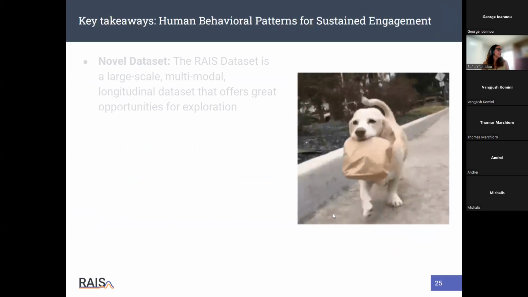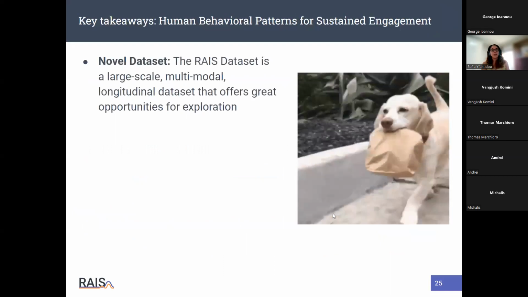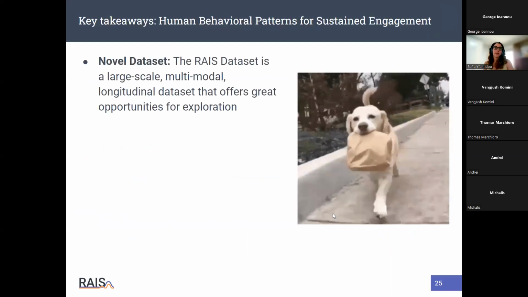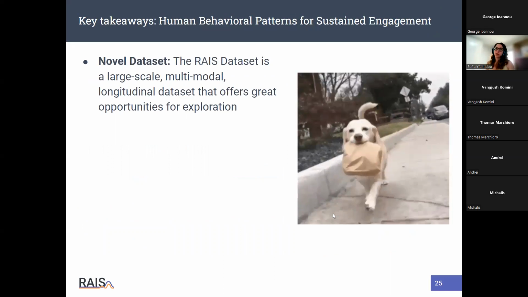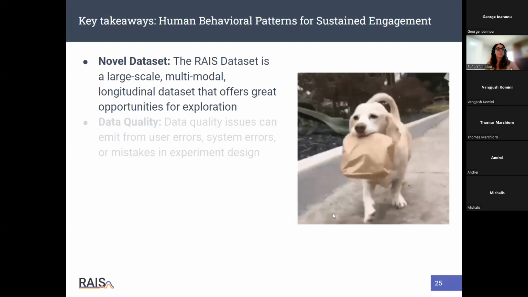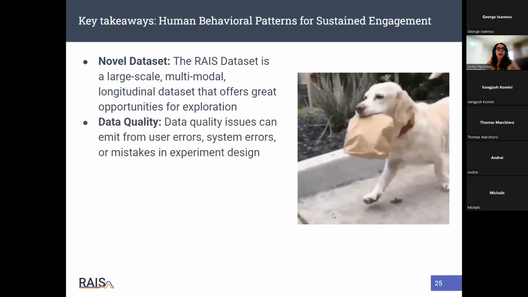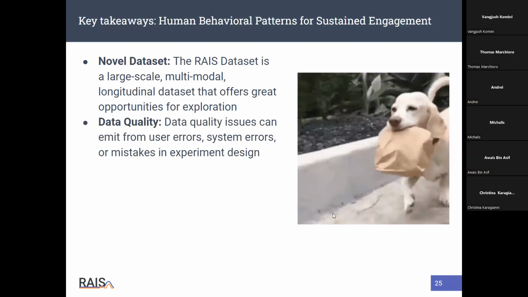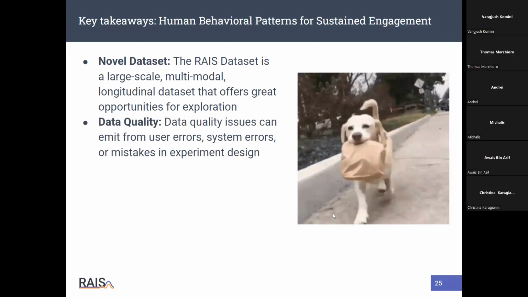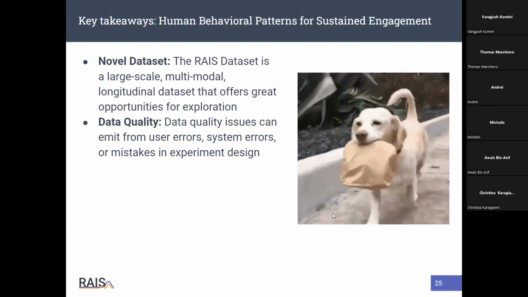Key takeaways. The RAIS dataset is a large-scale multimodal dataset that could offer many opportunities for exploration in various domains. The data quality issues stem either from user errors, system errors, or let's say mistakes that we made in the experiment design.